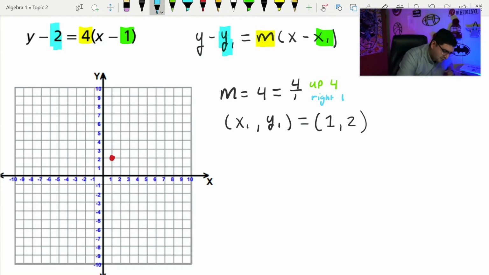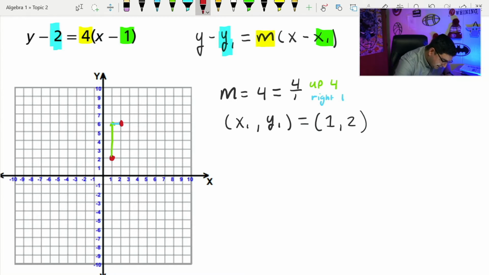So let's go ahead and do that. I'm going to go up 4, 1, 2, 3, 4. And I'm going to go to the right 1 space. And I'm going to mark this with another red dot, this location that it leads me to. And you also have to remember that in order to draw a line, you just need 2 points. Since we're talking about a straight line, all I need is to find 2 points, connect those 2 points and extend them, and that'll give me the line to the equation that I'm working with.